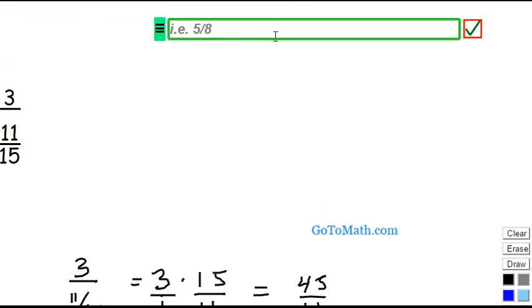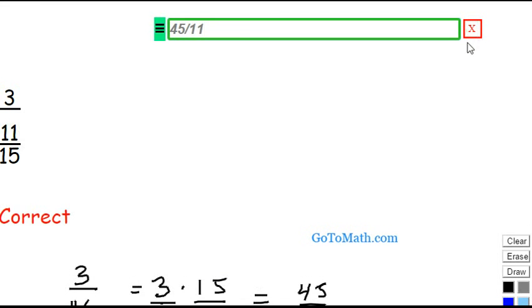Okay, so let's see what happens when we type this into the box. See, 45, yeah, that's right. All right, sometimes I make small errors too. Anyway, so there you go, correct. We're over here at GoToMath.com. You want to check that out, and we got a ton of problems to practice from. All right.